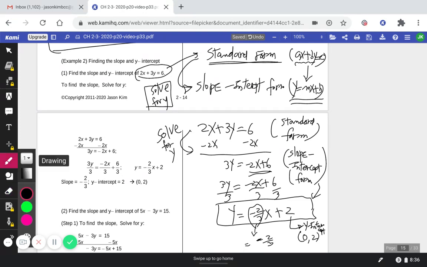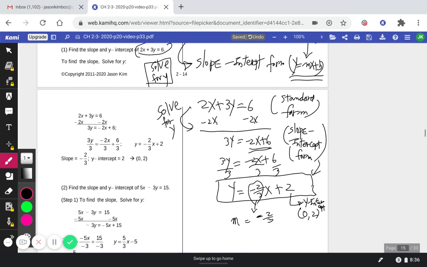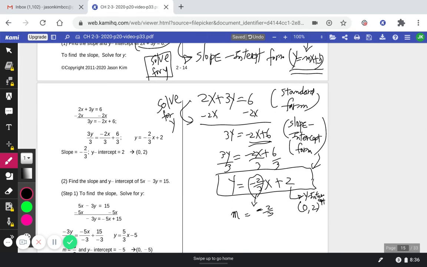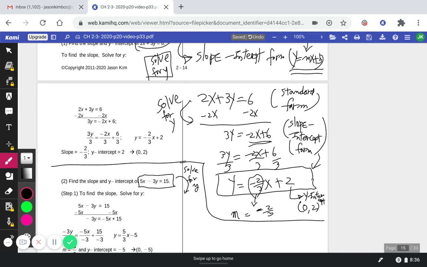So anybody have any question on this? Okay. Now another practice to make it perfect. They want to get the slope and y-intercept from 5x minus 3y equals 15. So what do we do? Solve for y. So minus 5x on both sides. You get negative 3y becomes negative 5x plus 15. Now you write it one more time.